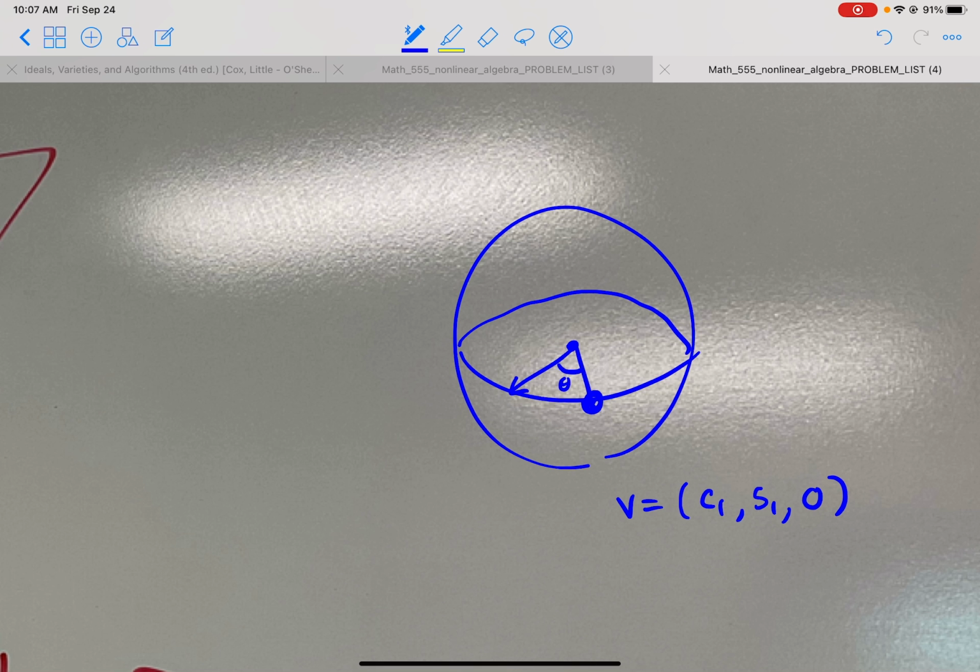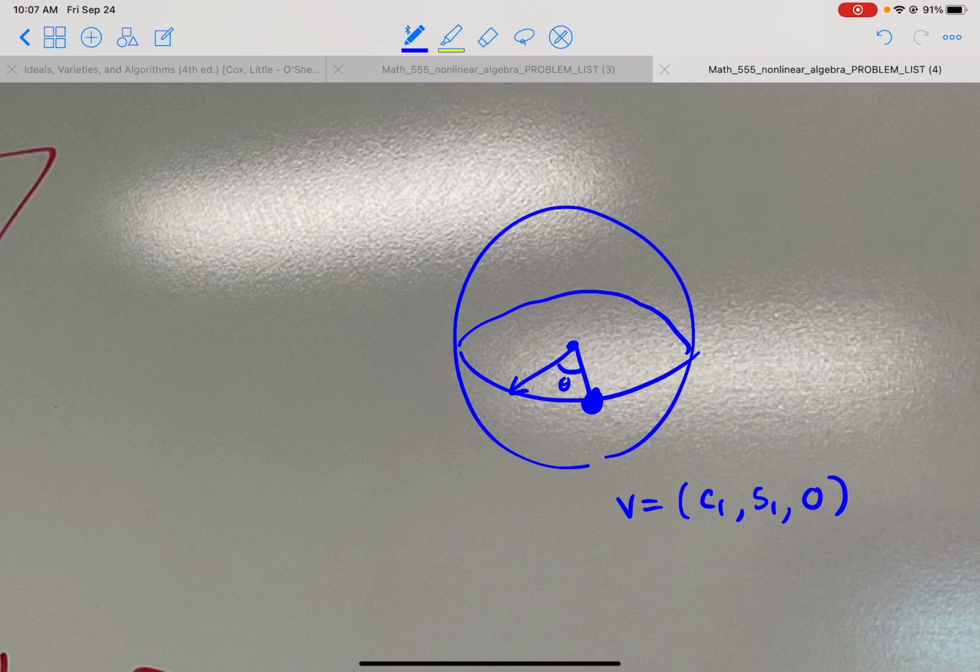Do we agree? By the way, one of the most useful things I can tell you is do not write out cos of theta 1 every time. You can just write c sub 1. And you know what it means, and you know that c1 squared plus s1 squared is equal to 1, and you're good. You can do all the calculations. You just don't have to write so much. So, is everyone okay with this being that point? I clearly don't have the whole sphere yet.